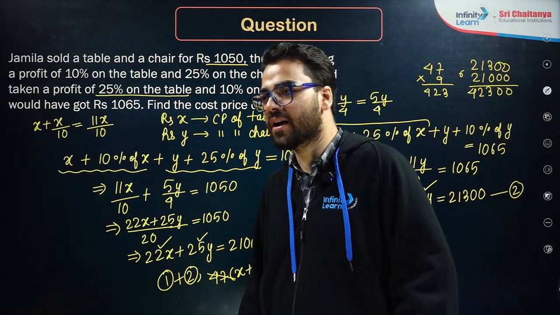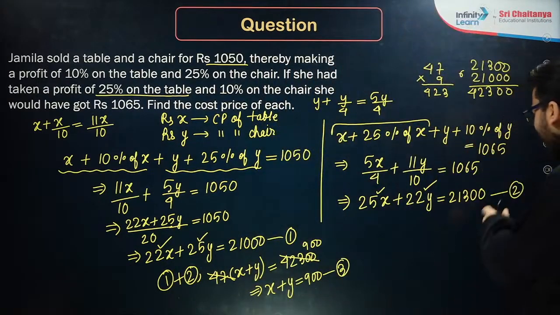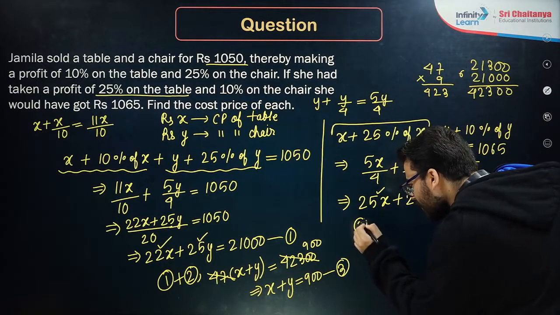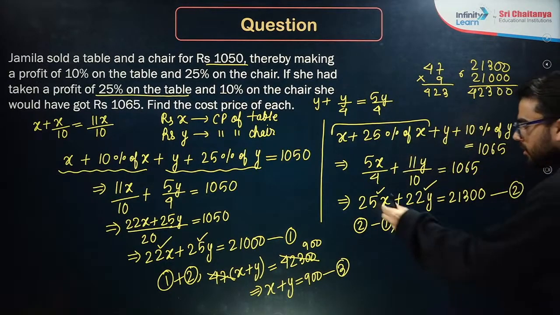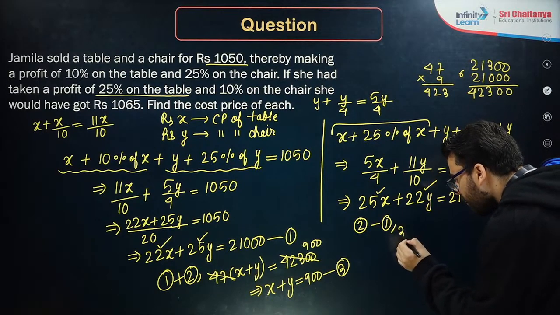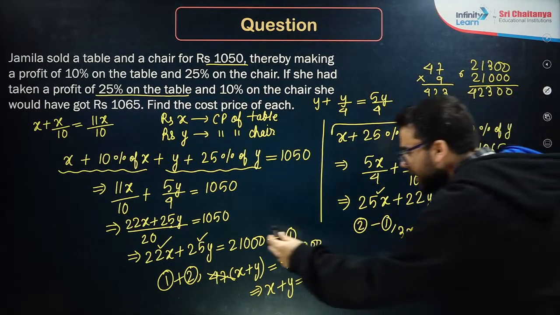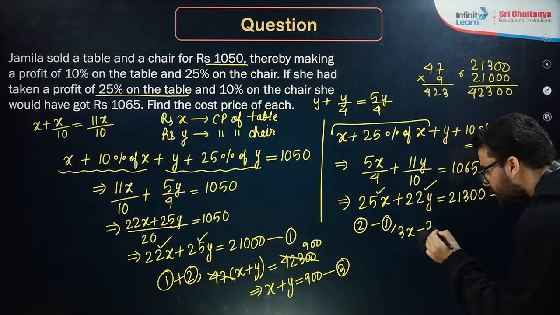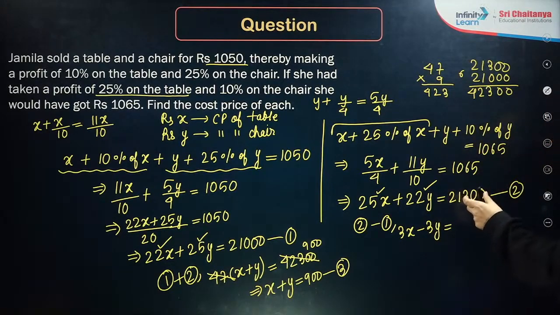नहीं ऐसा कुछ नहीं है खुशप्रीत. चलो तो यहां से देखो, इक्वेशन 2 माइनस इक्वेशन 1 वी कैन कैलकुलेट. बताओ, 25x माइनस 22x क्या होगा? 3x होगा. 3x minus 22y minus 25y क्या होगा, minus 3y, and that is equal to this minus this.